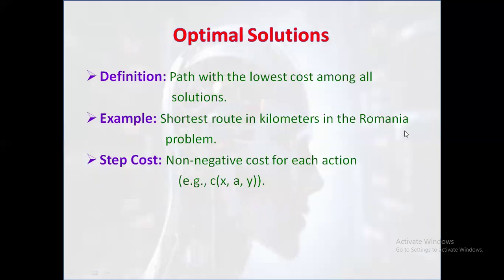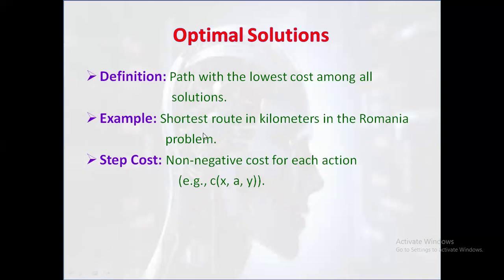Next, how are we going to find the optimal solution? The path with the lowest cost among all solutions. The optimal path is the one that minimizes the cost of achieving the goal. In many cases, the goal is to find the shortest or least expensive path to the goal state. The optimal solution is the best possible solution among all the possible solutions in terms of cost.